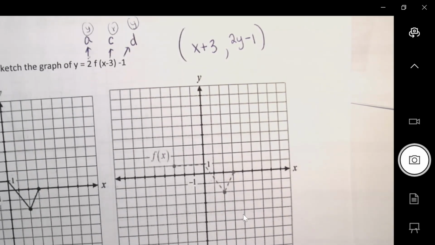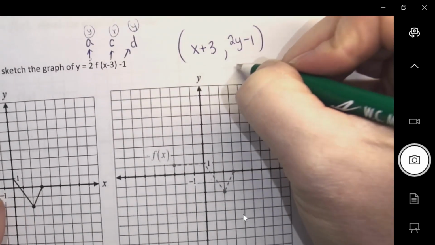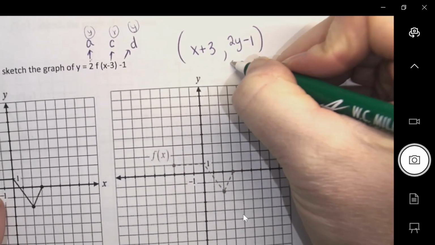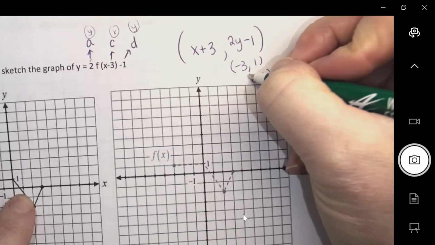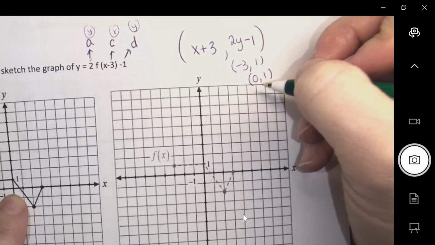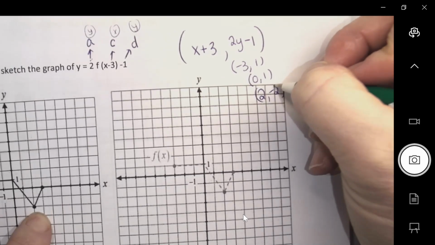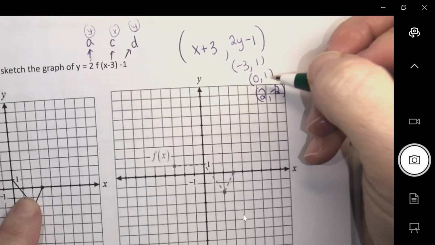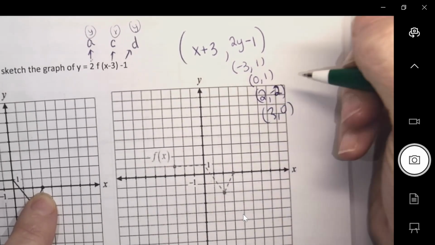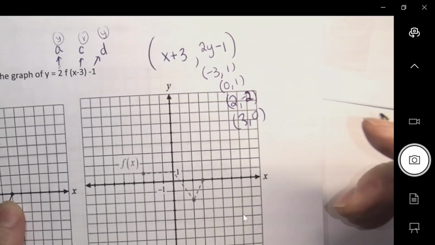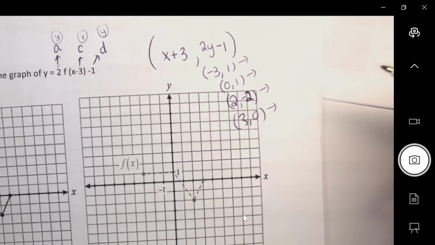Okay, so let's take some points from this original graph. So -3, 1, 0, 1, 2, -2, and 3, 0. Okay, I need you to put those coordinates through the math.